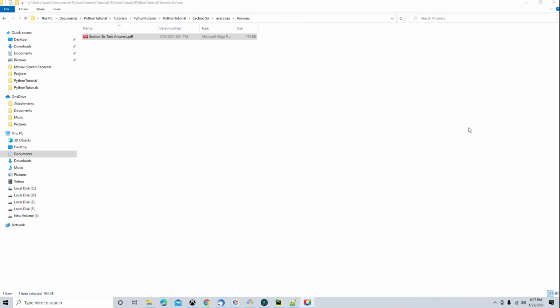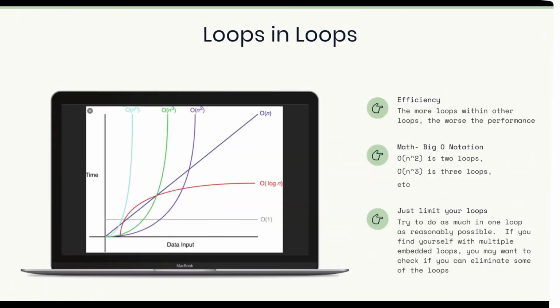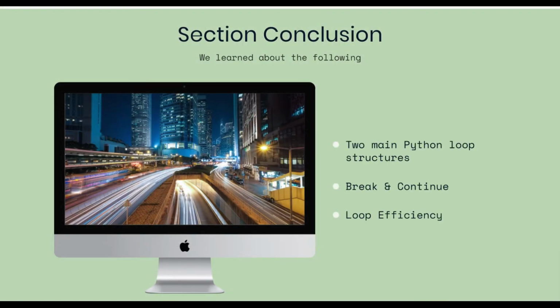Let's go ahead and jump back into the slideshow. All right, here we are. We finished with this slide already. Let's move on to the conclusion. Section conclusion, we learned about the Python loop structures, the two main ones, the while loop and the for loop. We learned about break and continue, and we also discussed loop efficiency.